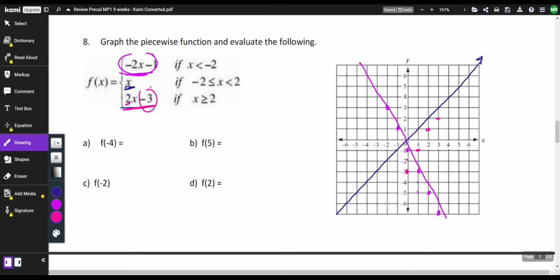Okay. So these are kind of what the lines look like, but remember, we need to start restricting the domain. So for this one, we have to remember that x is less than negative 2. So we're only going to include this part of the graph. Okay, we're not going to include anything else. So we're going to erase the rest. And it's a less than, so we use an open circle.